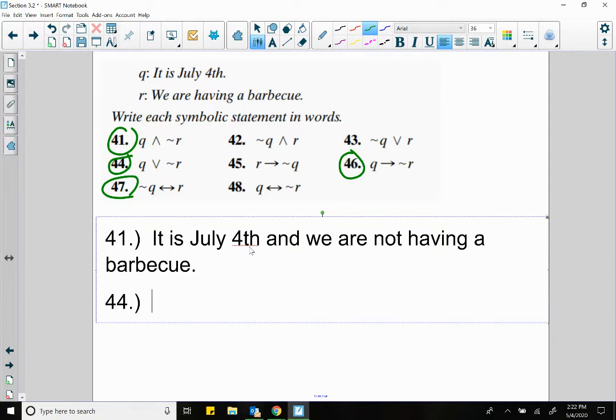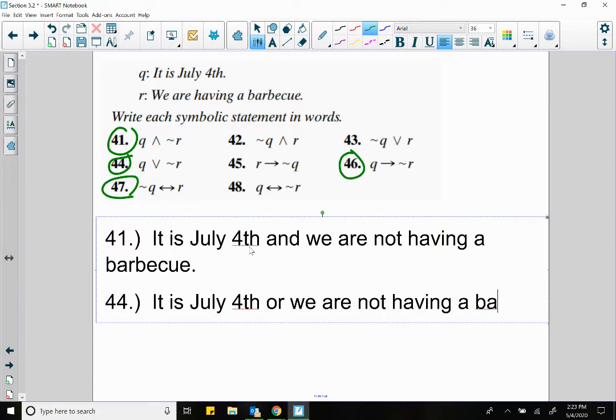All right, 44. We got this Q, then it's a V, negate R. So that V represents or. This is an or compound, so we'll write Q. It is July 4th, or it is the 4th of July, or we are not having a barbecue. So there's number 44.